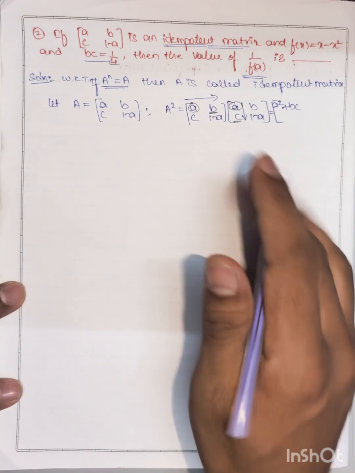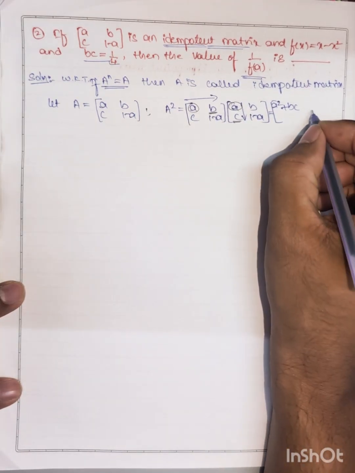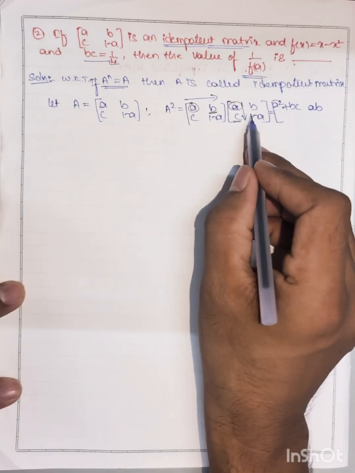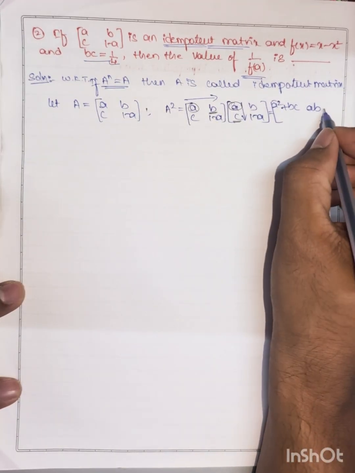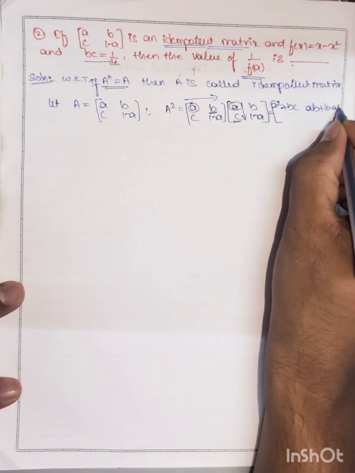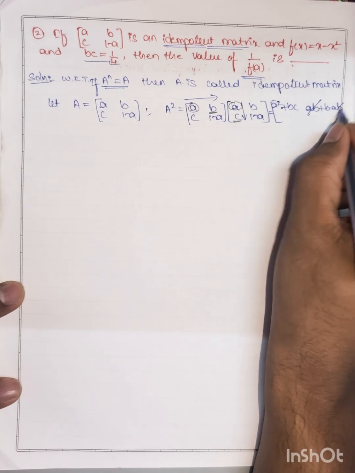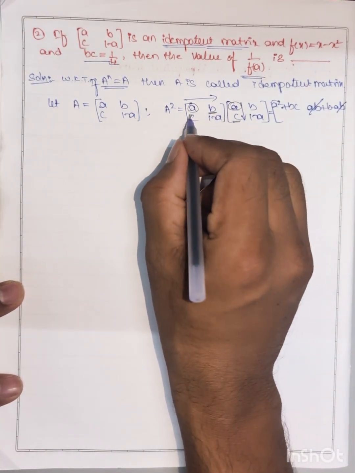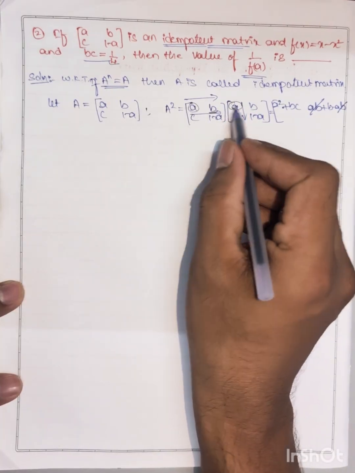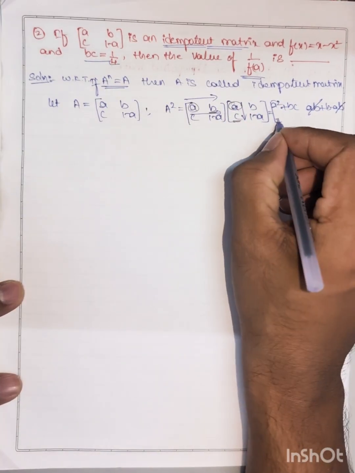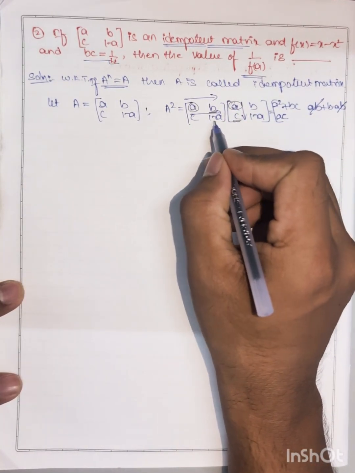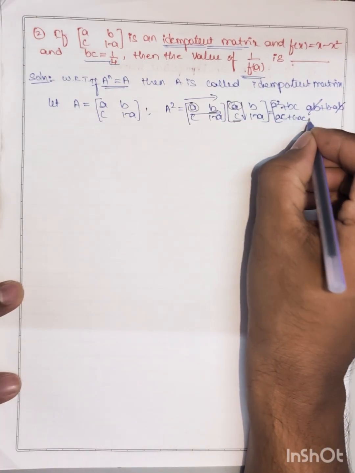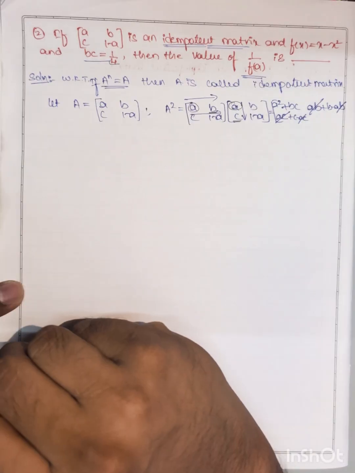Then let us multiply first row, second column. a into b is ab, followed by b into (a minus 1) is... actually b into (1 minus a) is plus b minus ab. So here plus ab minus ab both will be cancelled. Similarly, now multiply second row with first column. c into a is ac, then (1 minus a) into c gives plus c minus ac. So here plus ac minus ac both get cancelled.